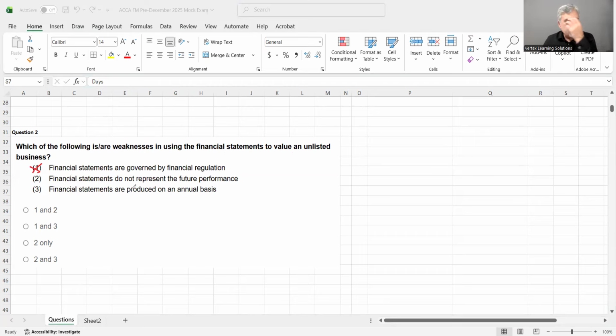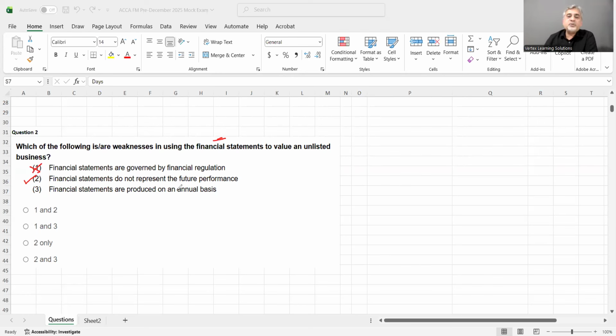Financial statements do not represent the future performance. Yes, this is the weakness because when you value a business, you value it for the future. Business valuation is not done on the past performance, they are done for the future valuation, okay? And financial statements only present the historical data. They don't provide you anything about the future. So this is a weakness.